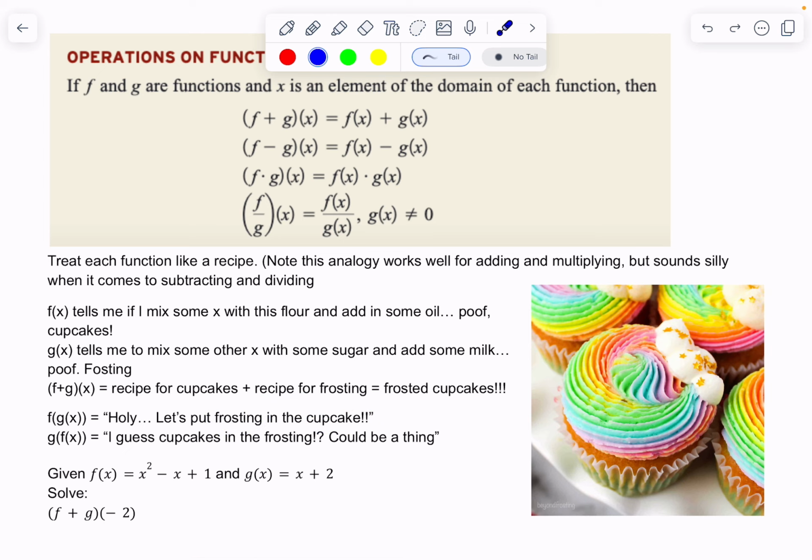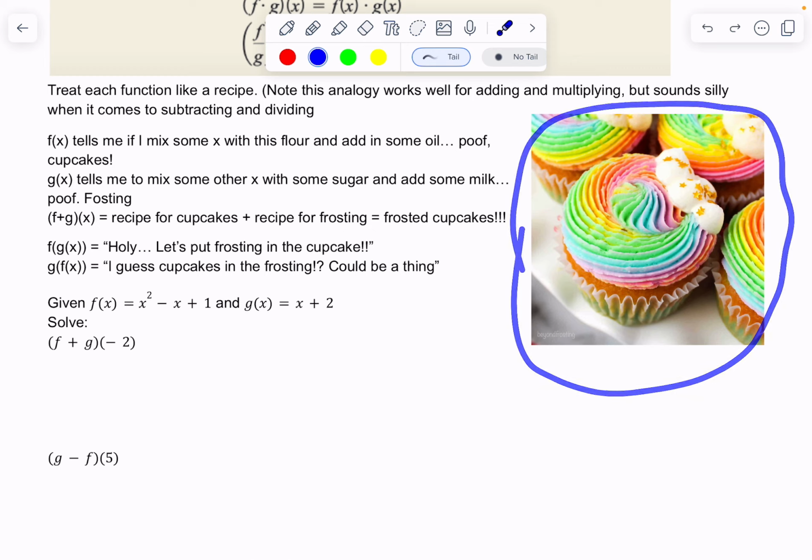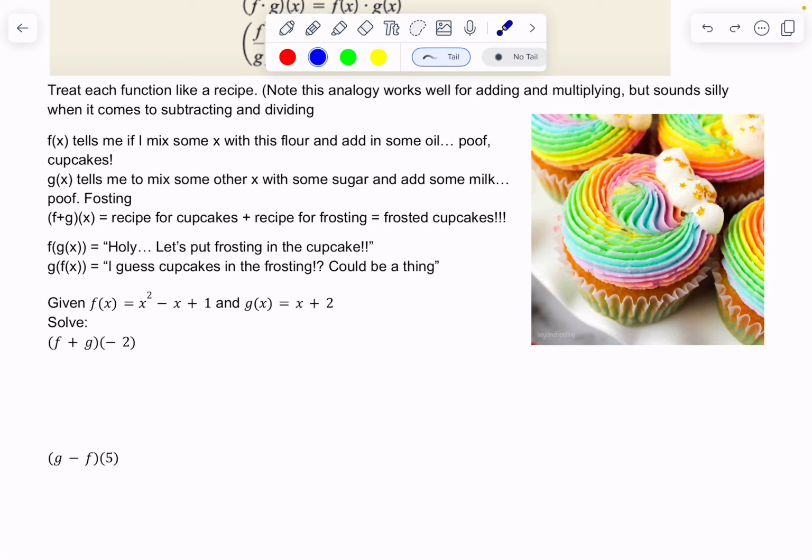On the reverse, if you had g of f of x, that would be, I guess, cupcakes in the frosting? Could be a thing. f of x is your cupcake, and you're now putting your cupcake into frosting. The analogy kind of crumbles to some degree, but you know what? I like it. We're going to use it for the time being. Plus, I found this beautiful picture of frosted rainbow ice cupcakes. Lovely. All right, let's just plug in some numbers and see where we go.